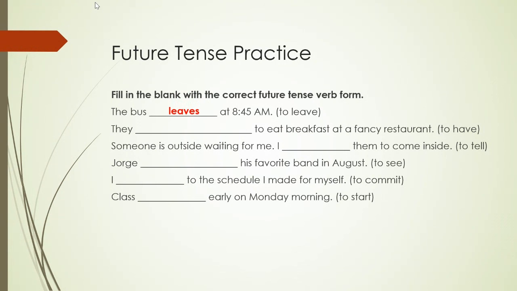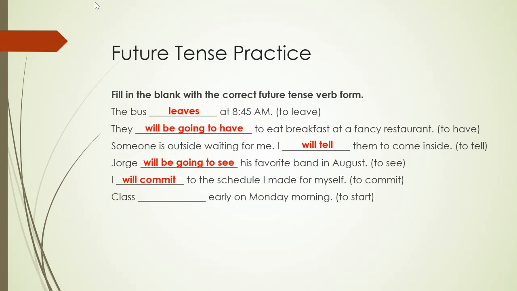In the first example, the bus leaves. Leave is the correct future tense form of the verb. In the second example, will be going to have describes the future tense of the verb. In the third example, will tell is the future tense of the verb. In the fourth example, George will be going to see his favorite band. Will be going to see is the future tense of the verb.